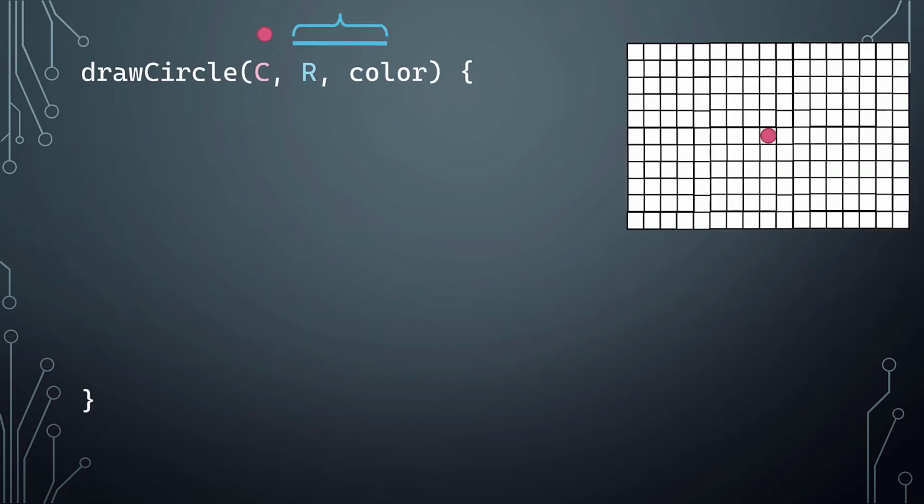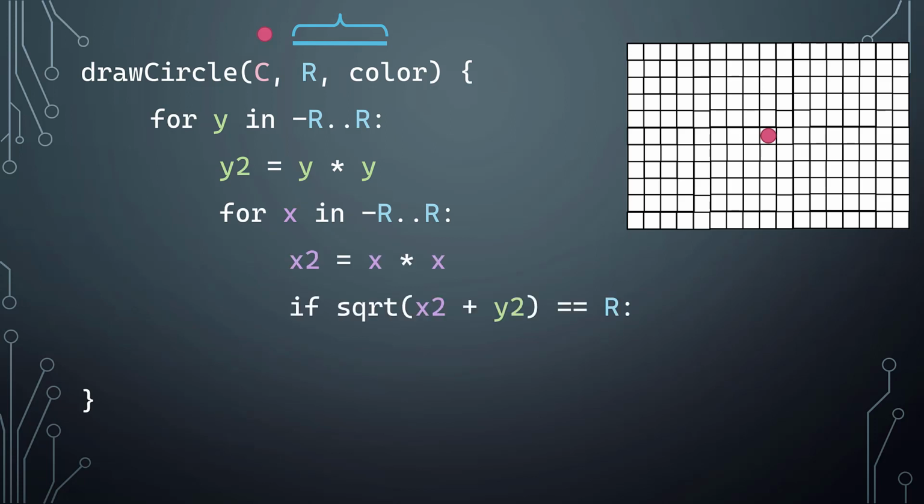Okay, let's see how this looks in pseudocode. So we just loop in y from -r to r, take the square root, take the square, and then we do the same for x, and then we take the square root of the sum of squares and compare it to r. And now we need to know where to draw our pixel, if it is equal, so we know that we are on the circle.